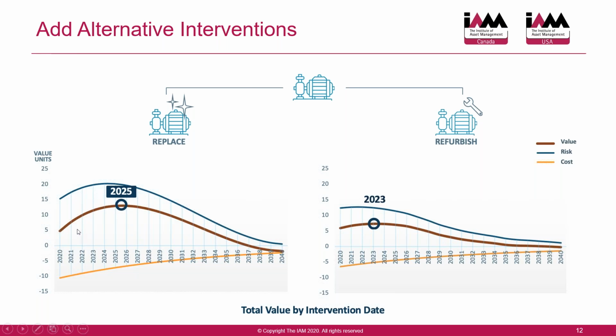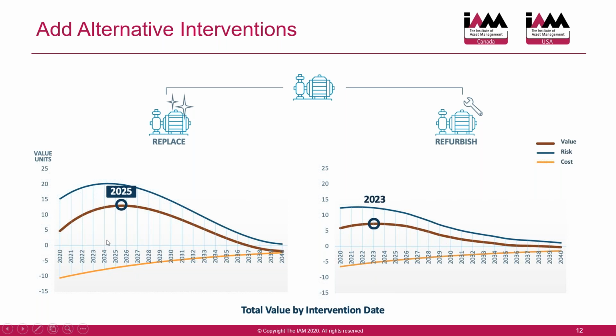Now we can look at the total value of replacement or refurbishment, where total value here is the blue line, which shows us all the risk being mitigated if we were to replace an asset in different years. The yellow line shows us the cost of replacing that asset in different years. And all these values are present valued back to the current date, which explains the shape of the curves. And that gives us the overall value of a replacement or a refurbishment.